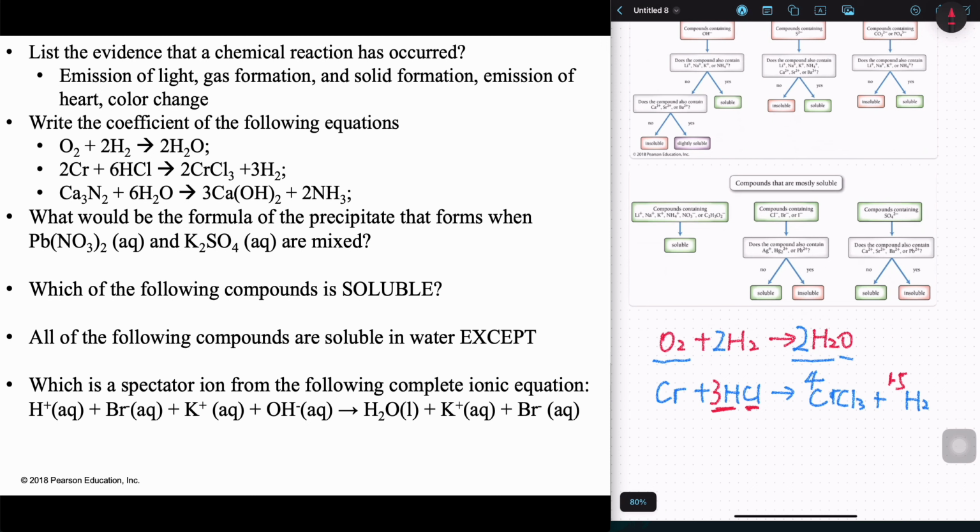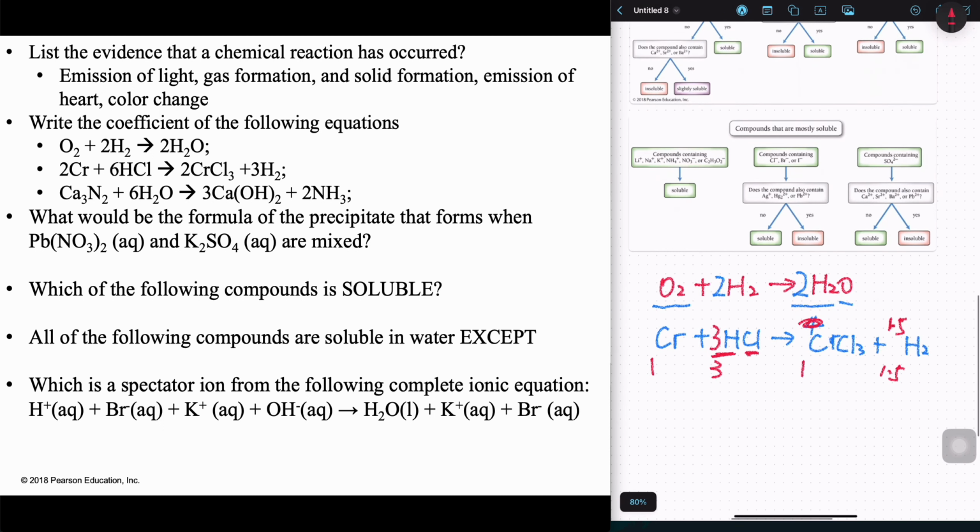And this is a balanced chemical equation. The coefficients are 1, 3, 1, 1.5. Although it is balanced, based on the convention we want to avoid a coefficient like 1.5. So in order to avoid this, we multiply everything by 2. After we multiply by 2, the final coefficients will be 2, 6, 2, and 3. Okay, this is how we balance the second chemical equation.